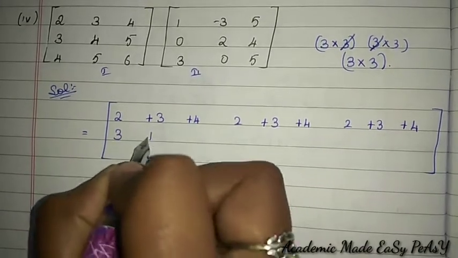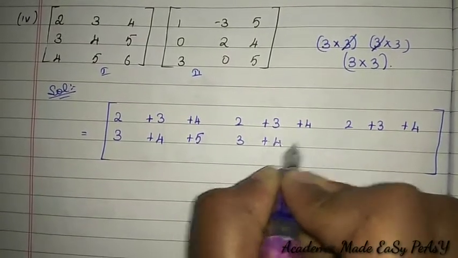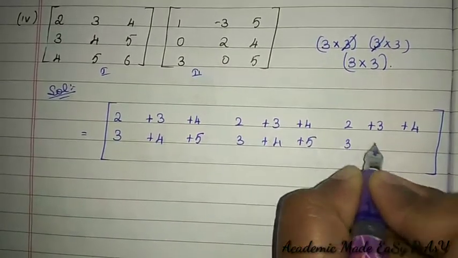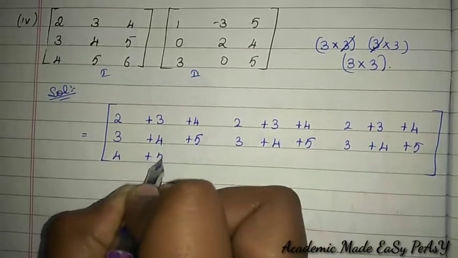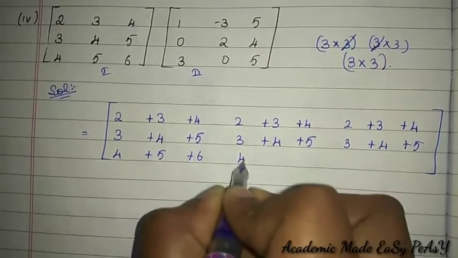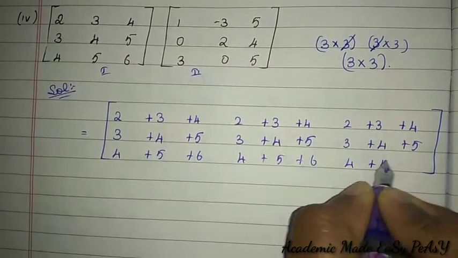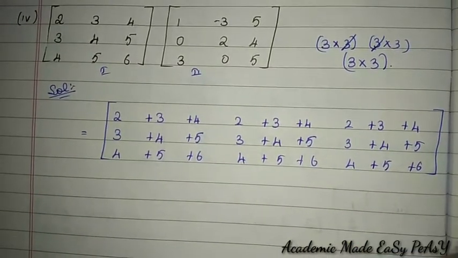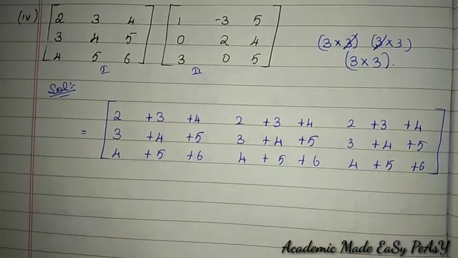So 3 plus 4 plus 5, and 4 plus 5 plus 6. So now I have completed my rows. Now I have to move on to the columns.